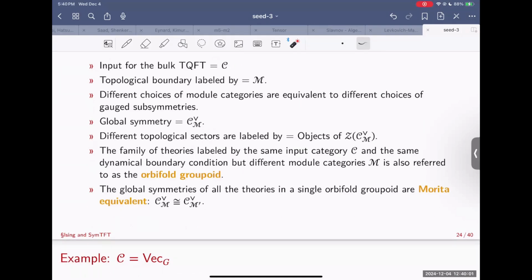Now, to connect with some other literature, if we keep our input category C fixed, and also the dynamical boundary condition fixed, and vary the topological boundary condition, meaning that we are basically gauging different subsymmetries of the same theory, then all the theories that we produce in this way form something called an orbifold groupoid. And the global symmetries of all the theories in the orbifold groupoid are Morita equivalent to each other, because the Morita duals of C with respect to different module categories are Morita equivalent to each other.